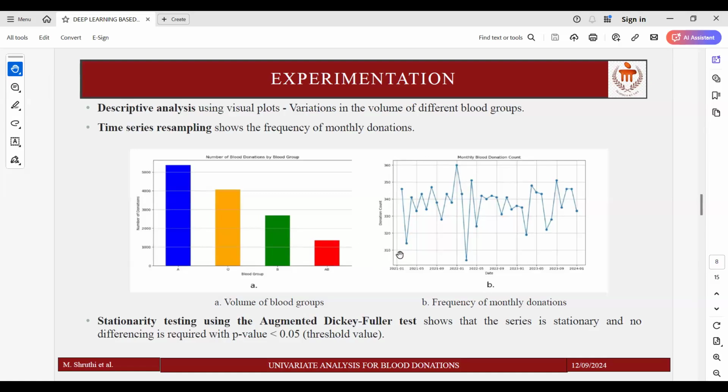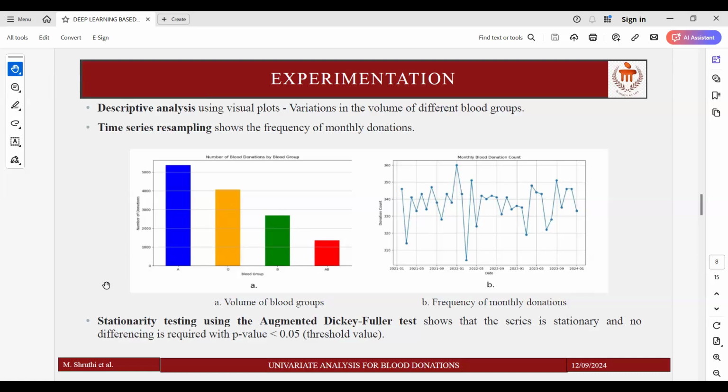The second part is resampling. Time series resampling has been done, where I have considered the monthly frequency of the blood donations. Basically, the entire month's data is resampled, and that is called downsampling, wherein the 3 years of data were reduced into 36 data points. This line plot shows the variations in the blood donation, with values from 300 to 360. These were the blood donations between 2021 and 2023.